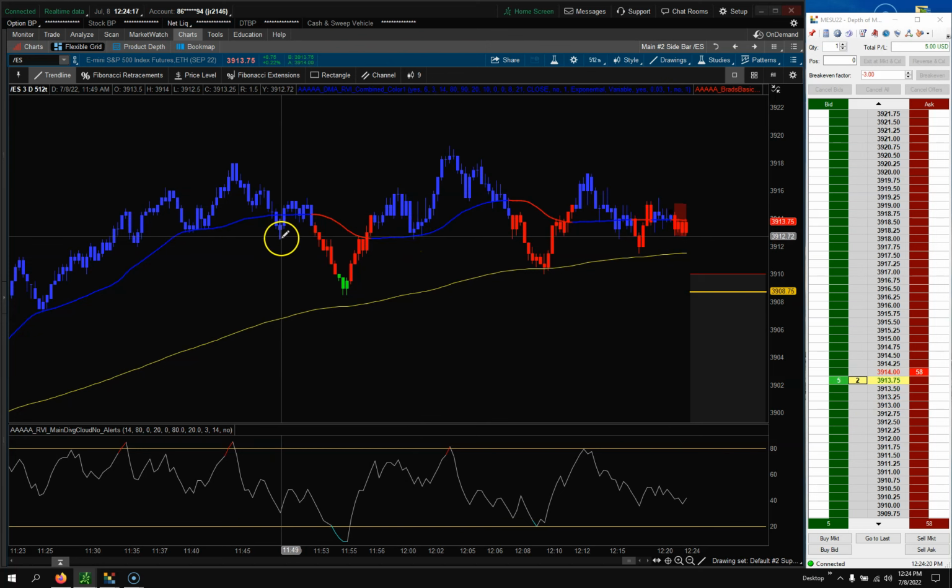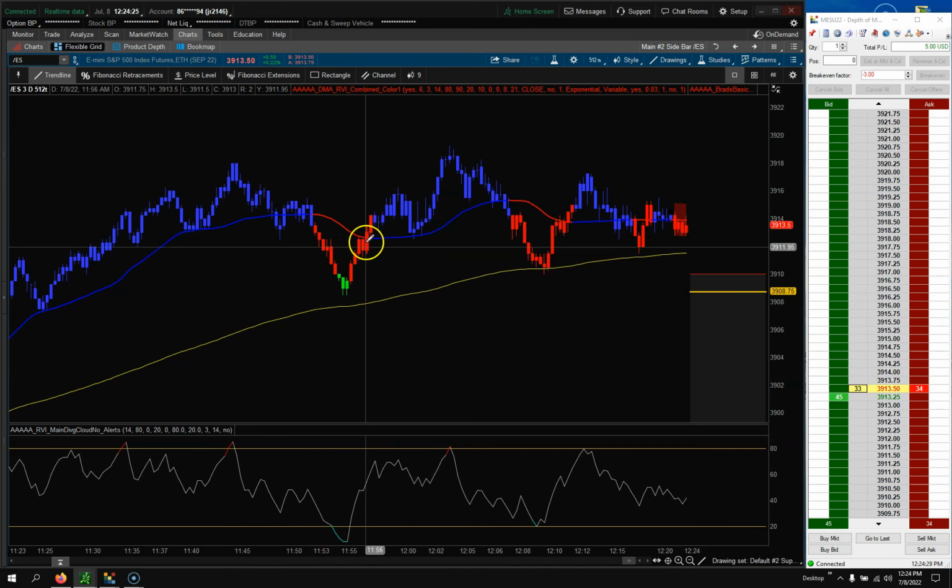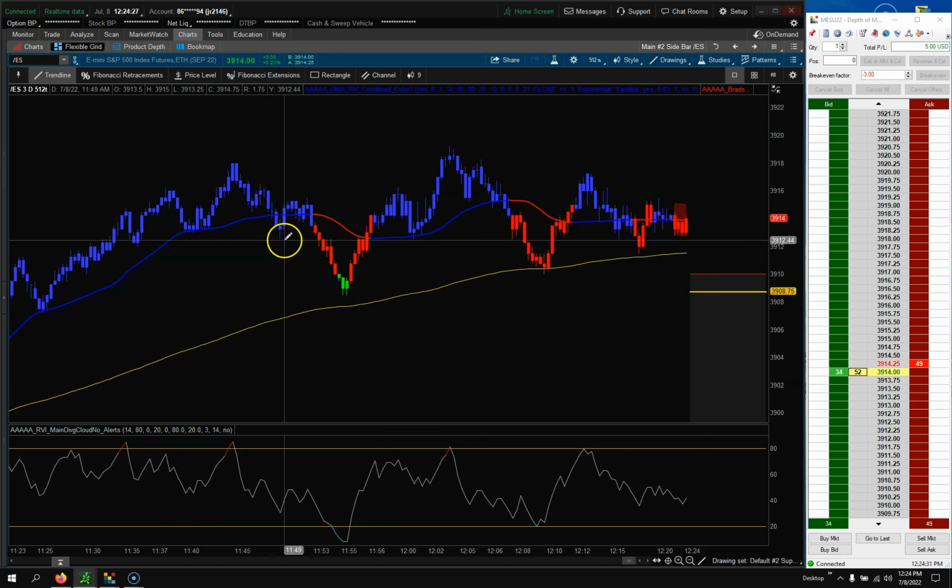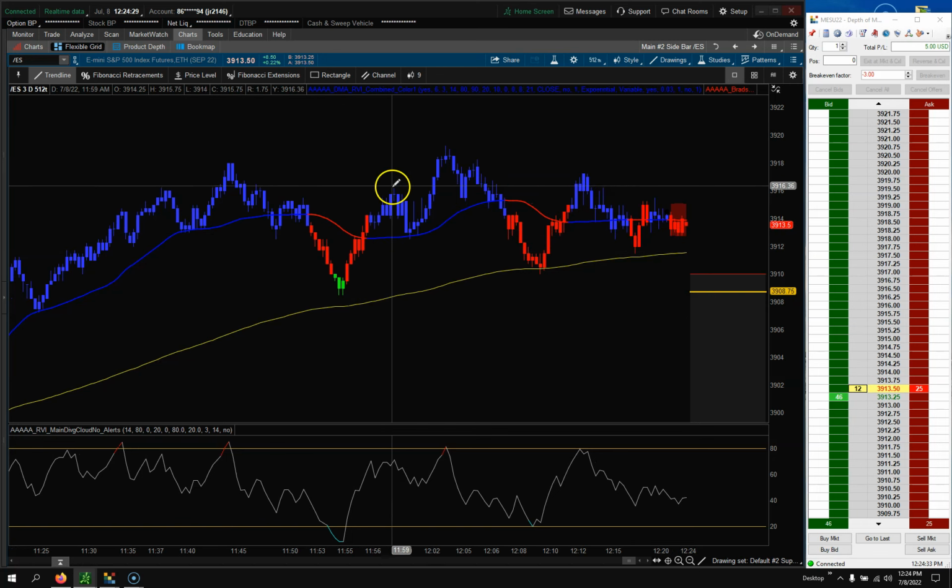And right here, we have this little swing low. We have this little high right here. And then price comes back up, kind of bounces around. Old support becomes new resistance, and vice versa. And then look at this. We turn blue, come back, and we bounce and start to make new highs.